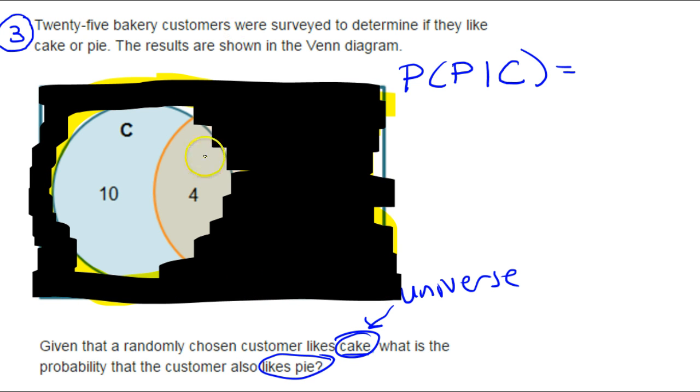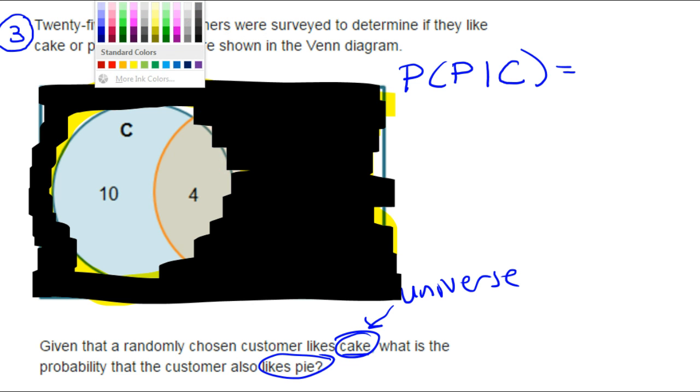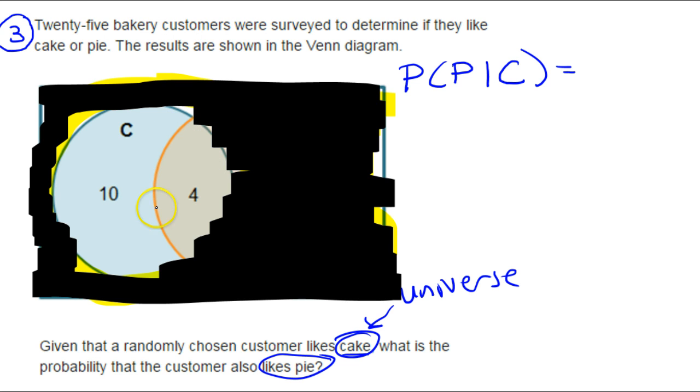Now remember, as I do all this blacking out, see this little part of the circle that you can see in orange? Remember, that circle is from the people who like pie. Okay, this is that overlapping part though. But that's important because this number 4 still tells me people who liked pie. But they're also in the cake circle. That's why they didn't get blacked out.